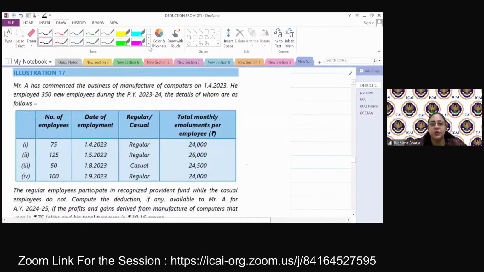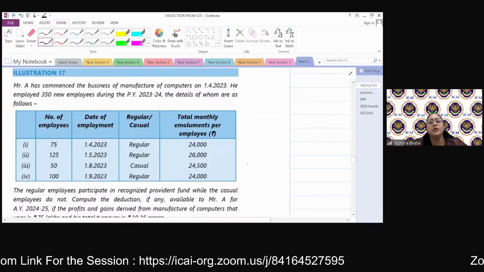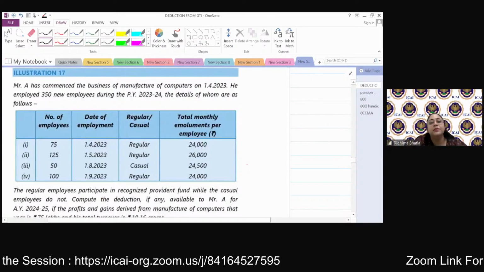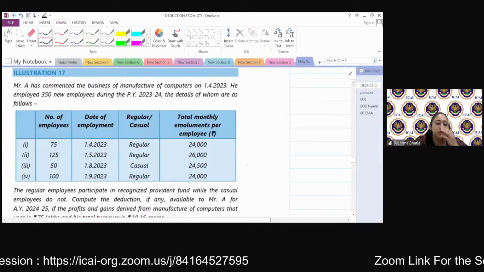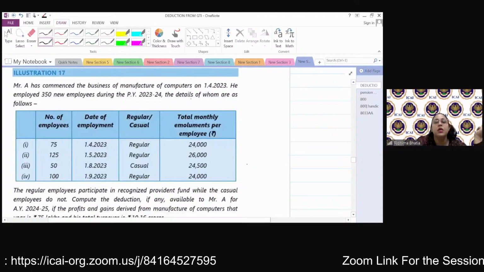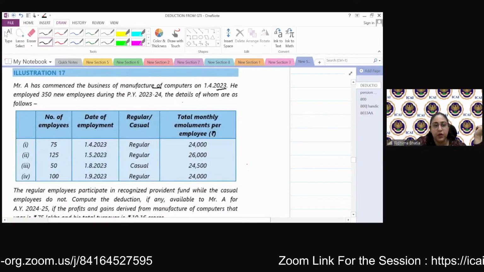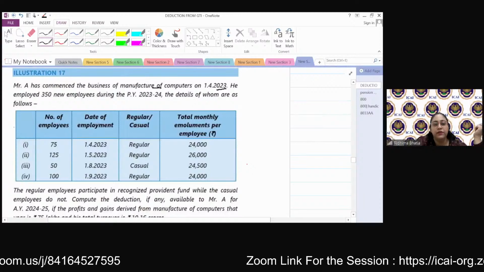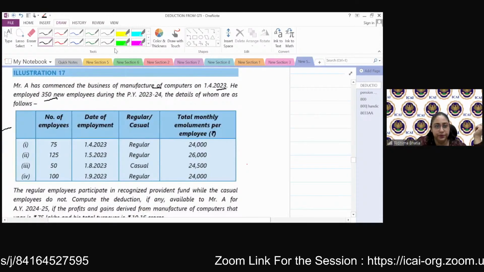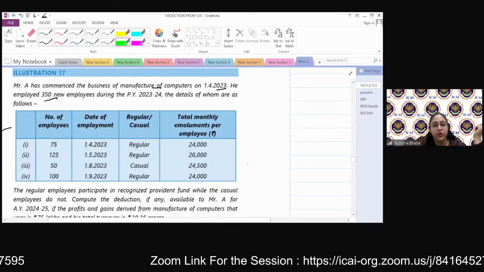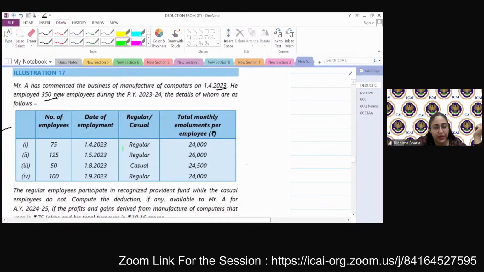I've now seen this illustration which is in front of you. This illustration helps you understand this particular section very easily. Mr. A has commenced the business during the year, so he's a new business person. All the employees are additional employees. He's into manufacturing of computers from 1st April 23. He employed a total of 350 persons during the year. The details are as follows. 75 employees joined on 1st April 2023.